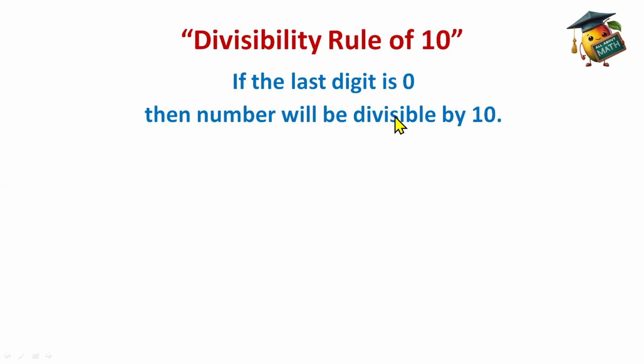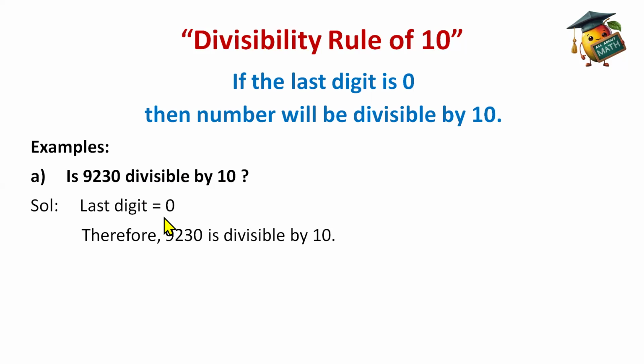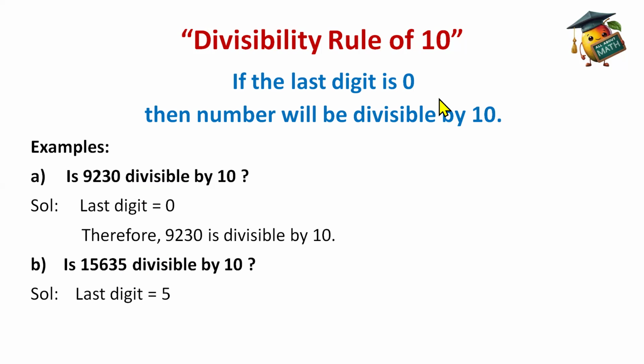Now the divisibility rule of 10. 10 is really very easy. You just need to check the last digit. If it's 0, then the number is divisible by 10. For example, 9230, you have to check whether it is divisible by 10. Just check the last digit, it's 0, it means it is divisible by 10. Again, in this number the last digit is 5. So with 5, we need 0 only, then only it will be divisible by 10. It means this number is not divisible by 10.